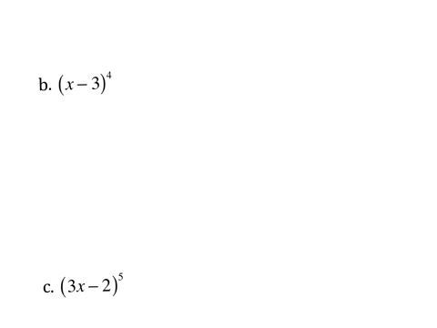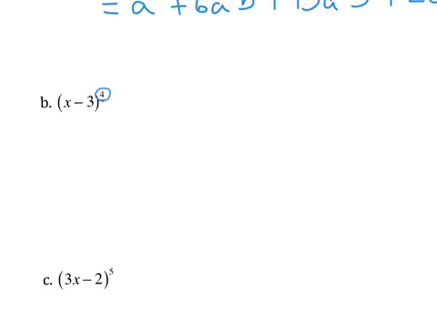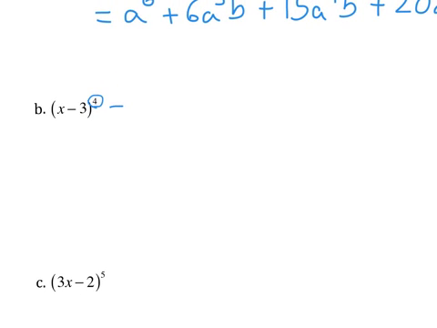Let's take a gander at this one here. Since this is to the 4th power, I need to go to the 4th row of the Pascal triangle. So the 4th row always starts with 1, and it always ends in 1.